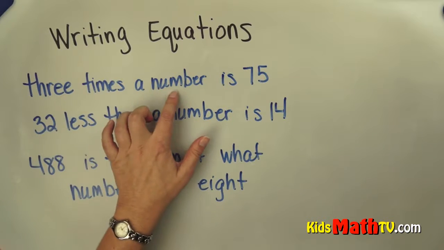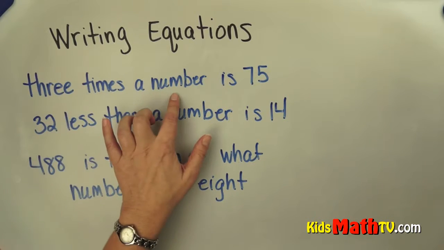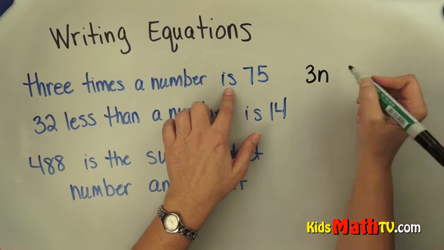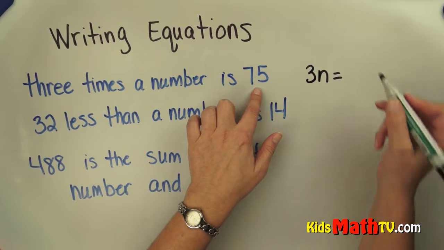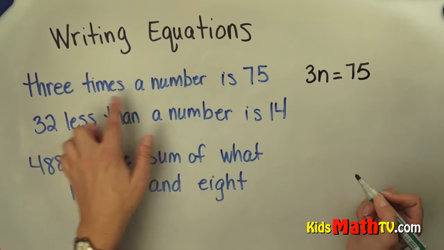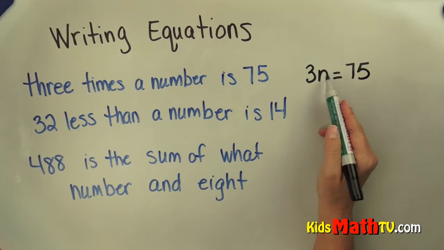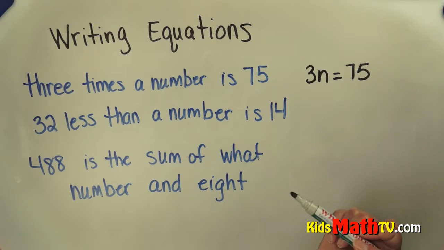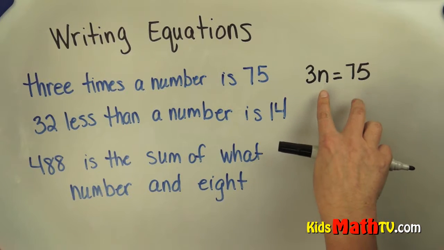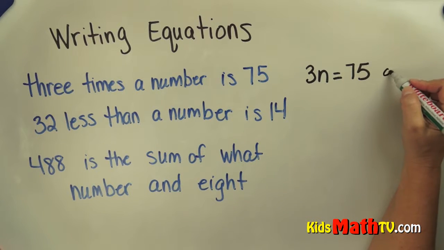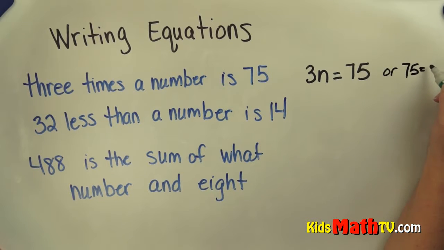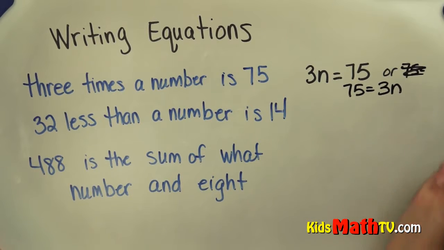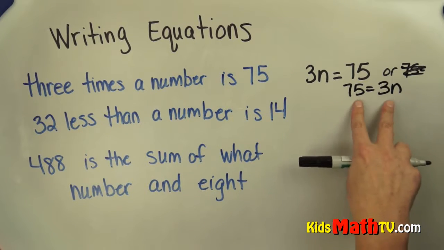Well, 3 times a number, that's an expression right there. 3 times a number I can write as 3n. "Is" in math means equals 75. Okay, so 3 times some number, a variable, could be p, it could be a star, it could be anything, equals 75. I could have it flip-flop, 75 equals 3 times n. Either way is fine.